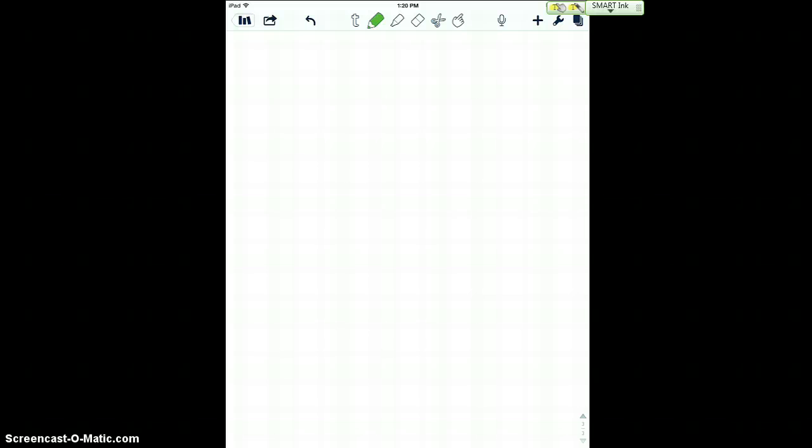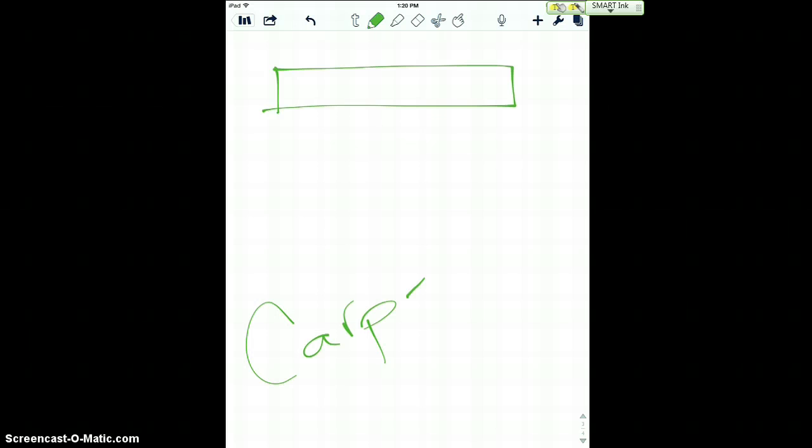So what type of problem might you see? Well, let's start with something like construction. So let's say a carpenter has a board. So I'm going to draw out a board. So we're talking about carpentry, construction. He has a board and it is 10 feet in length.